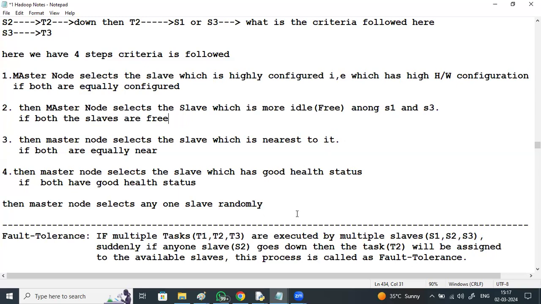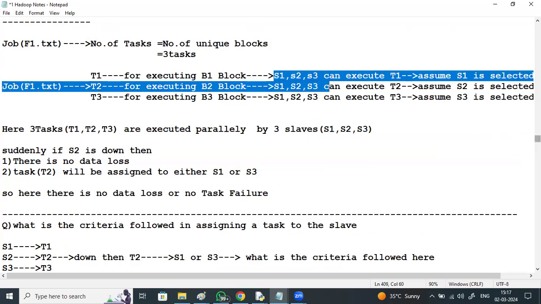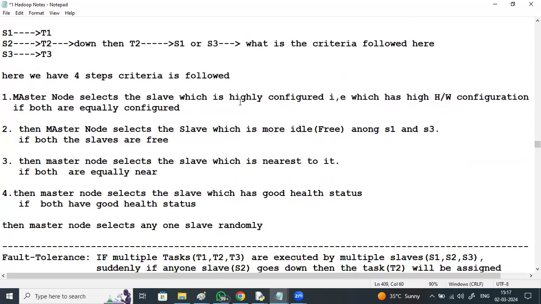Your query is that T1 can be executed by S1, S2, S3, but for executing T1, S1 is selected, and for executing T2, S2 is selected. Why S1 only? Why not S2 and S3? Among S1, S2, and S3, the one which has high hardware configuration will be selected. The one that has high config will be selected.